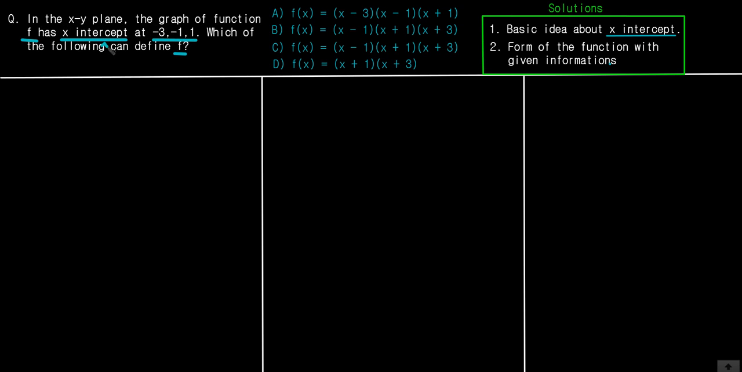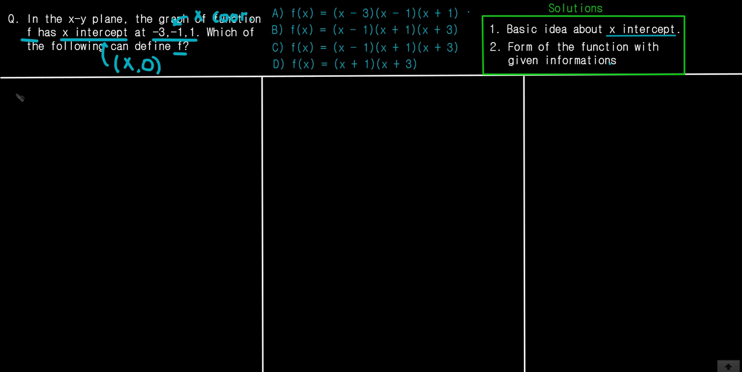If you think about an x-intercept, it means the x value exists. I'll just call it x because we don't know the exact value of it, and the y value should always be equal to 0. The question says it has three x-intercepts, -3, -1, and 1, which means there are x-coordinates, and the y value should always be equal to 0. So let's think about solving this question.